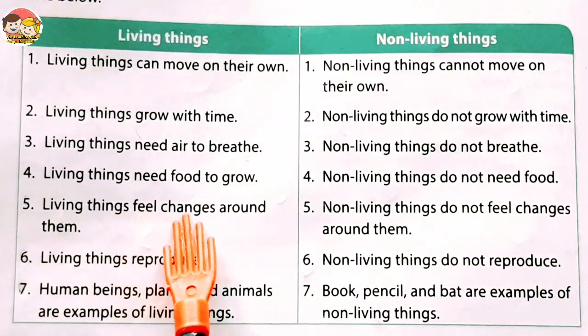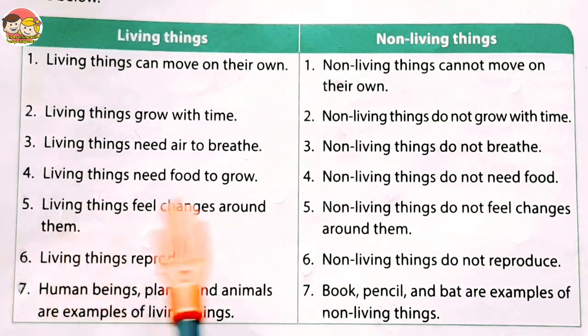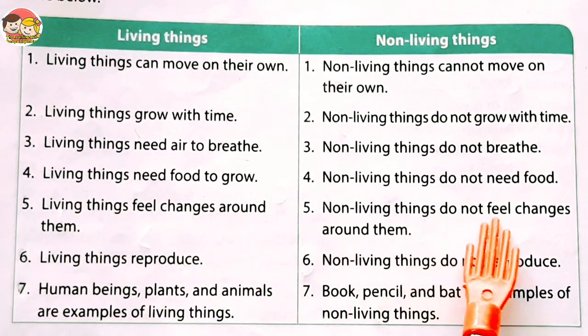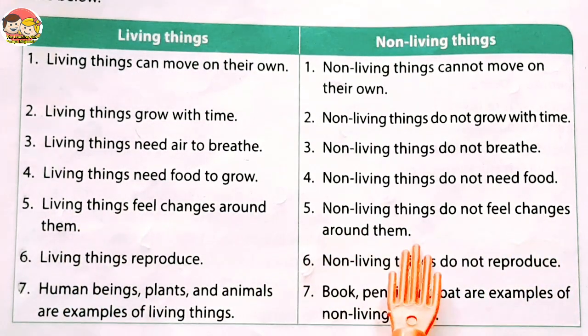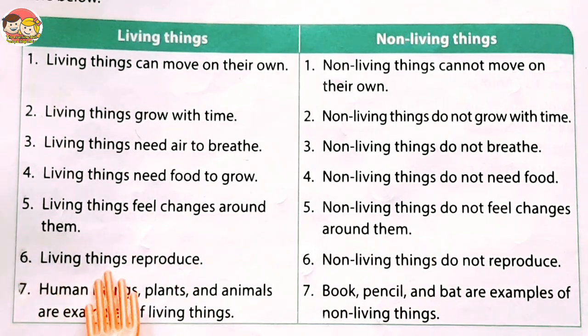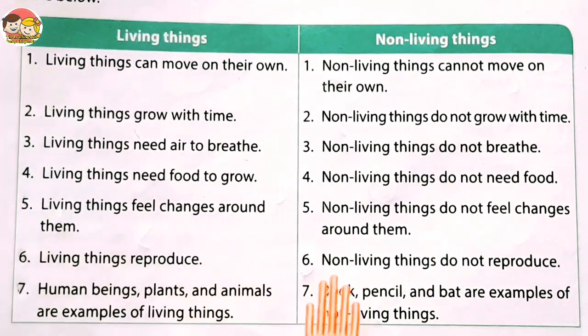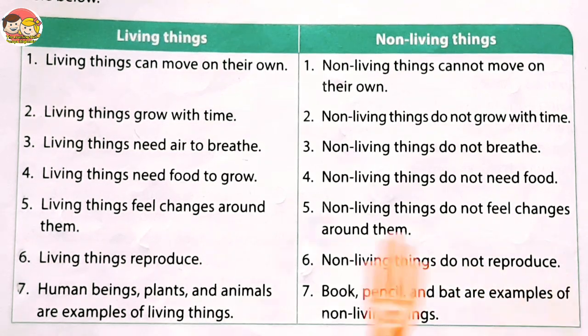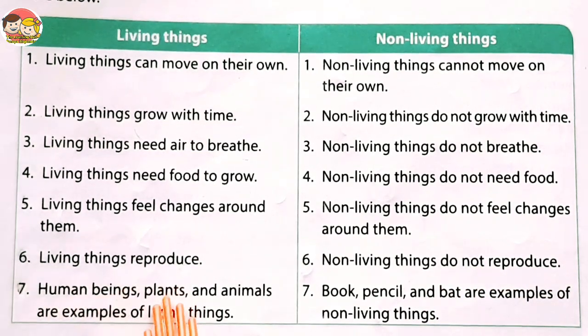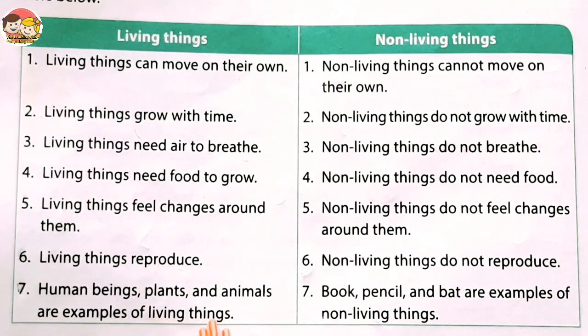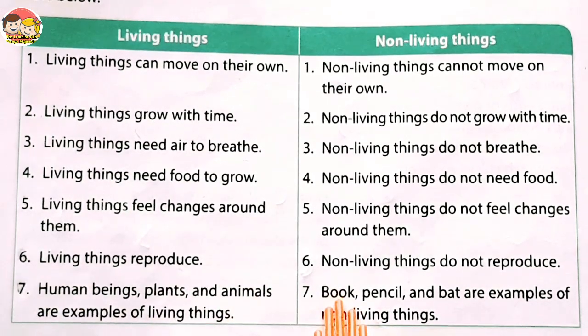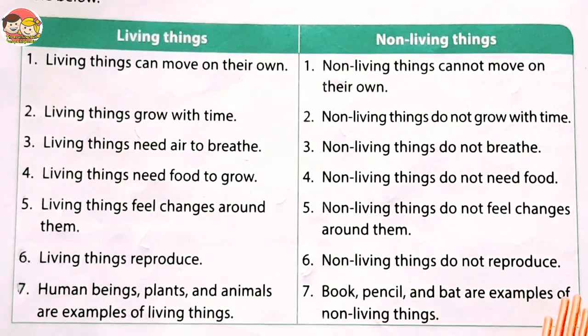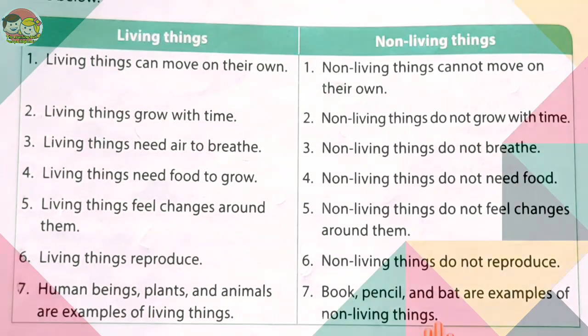Living things feel changes around them. Non-living things do not feel changes around them. Living things reproduce. Non-living things do not reproduce. Human beings, plants, and animals are examples of living things. Book, pencil, and bat are examples of non-living things.